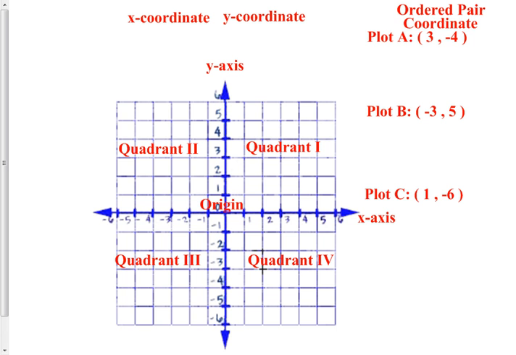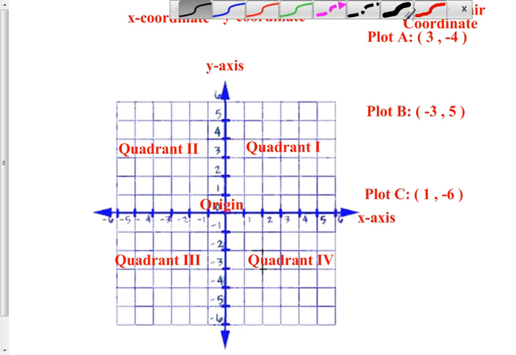So when you plot this on your coordinate plane, you always start from your origin. So I start from my origin and my coordinate is 3, negative 4. 3 is my x value. 3 is positive, so I'm coming over 1, 2, 3. And then I need to go down negative 4. Negative 4 would be my y value. So 1, 2, 3, and 4. This plot that we have there would be plot A.